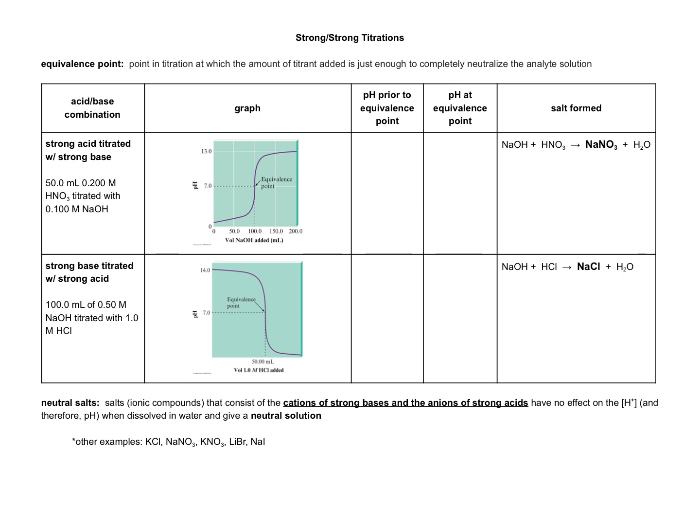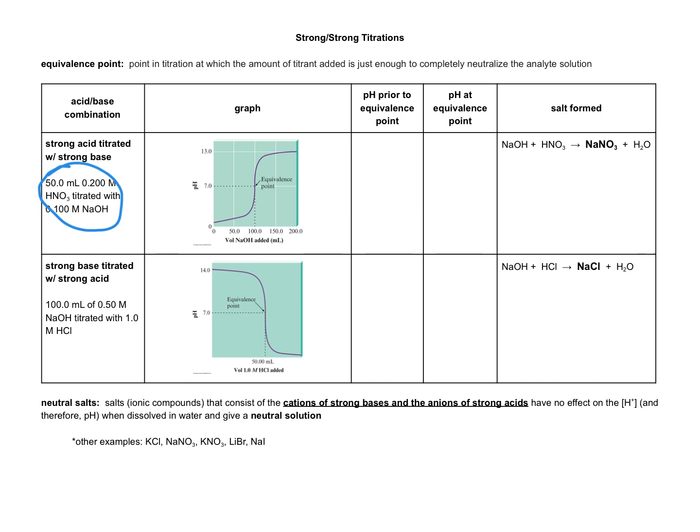First up, a strong acid titrated with a strong base, such as 50 milliliters of a 0.2 molar nitric acid solution titrated with a 0.1 molar sodium hydroxide solution. Throughout the course of a titration, if the pH is monitored, it can be analyzed as a function of the amount of titrant added. And that's what you see there in the graph. This is called a titration curve or a pH curve.